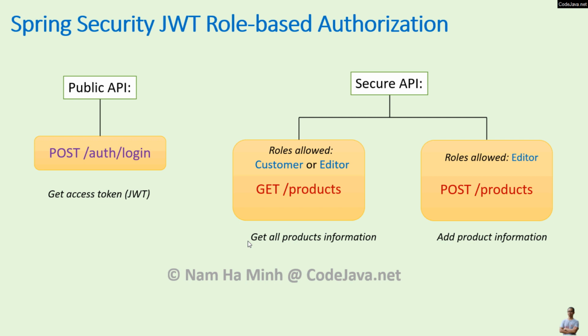In the previous video, we developed a public API endpoint POST /auth/login that allows the client to get an access token (JWT) in order to access the secure APIs. And we also developed a couple of secure API endpoints. The first one is GET /products that allows the client to get all products information, and the second one is POST /products that allows the client to add product information.